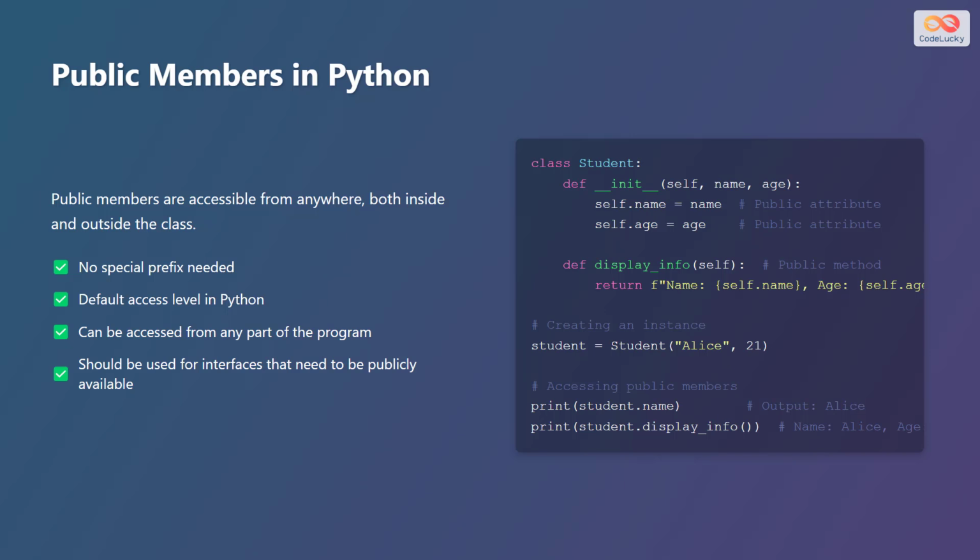Here's an example. We define a class called student with public attributes name and age, and a public method called displayInfo. As you can see, these can be freely accessed outside the class.